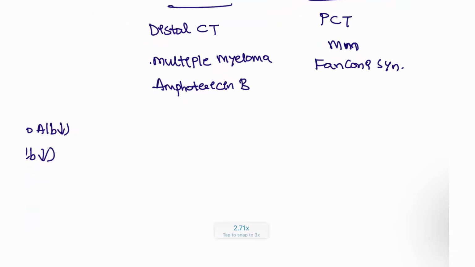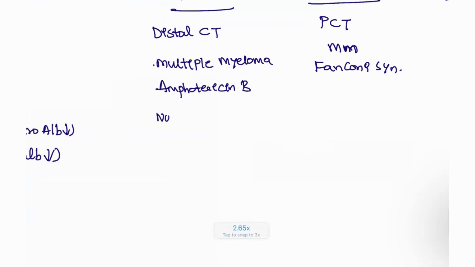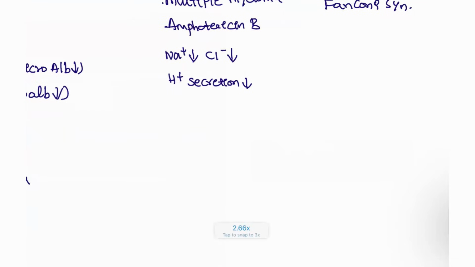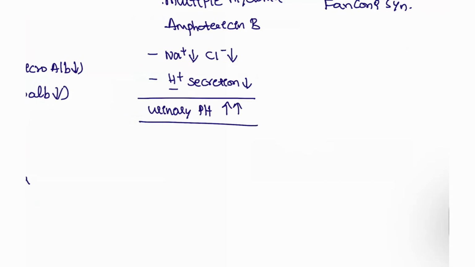Let's see. The distal convoluted tubule is affected in type 1. So what happens in the distal convoluted tubule? Sodium reabsorption will be decreased. Along with that, chloride absorption will also be decreased. And H plus ion secretion, they should go out, that is also going to decrease. So all these dysfunctions will be seen in this patient. What happens when you check the urinary pH? Here the H plus is not going out, so the urinary pH will be increased in this patient.